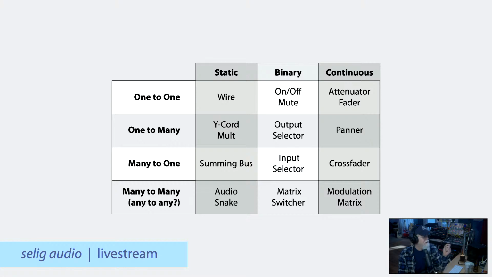In some cases, it could be any-to-any, like the modulation matrix. So examples of that are an audio snake that might carry 8, 16, 24 channels, just fixed. The binary would be a matrix switcher, usually in the form of a grid, where if you take the inputs from the left and the outputs along the top and you see where they meet and you punch that button, then it's connecting that one to the other one.